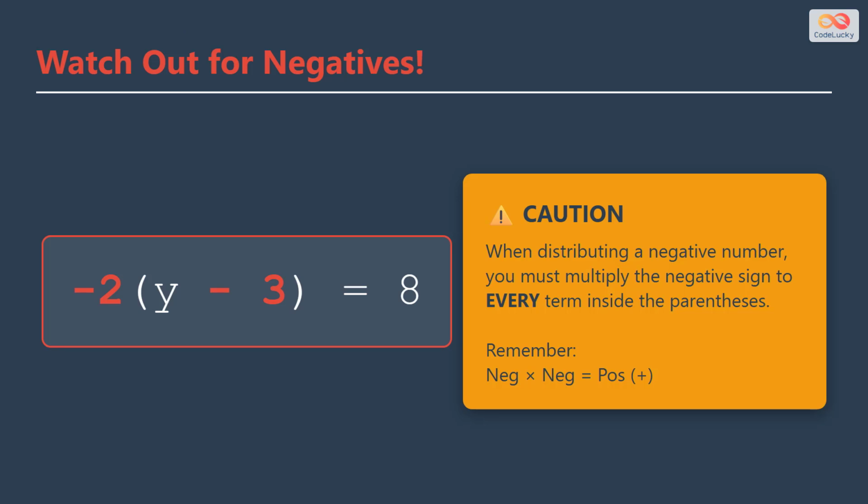You have to be very careful with negative numbers. Look at this equation. Negative 2 times the quantity y minus 3 equals 8. When you distribute that negative 2, you are multiplying it by y and by negative 3.